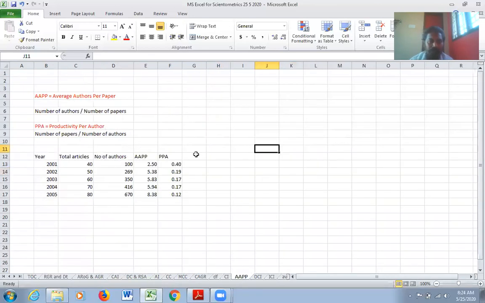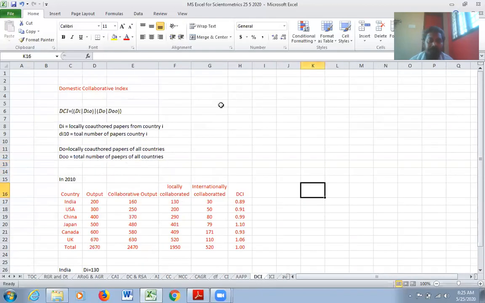Let me go to the very, very simple one called AAPP, average authors per paper, number of authors divided by number of papers, and productivity per author, number of papers divided by number of authors. For example, D13 tells you number of authors divided by number of papers, and C13 tells you number of articles divided by number of authors. So on an average, we have 2.5 authors per paper. Here, on an average, we have 0.40 papers per author. So these two are very simple to calculate, average authors per paper and productivity per author.